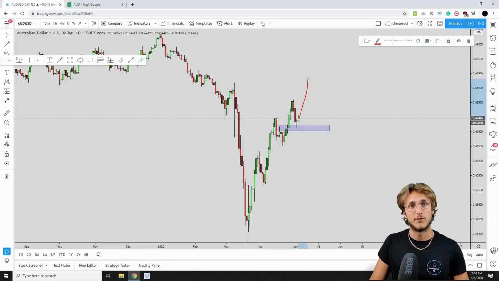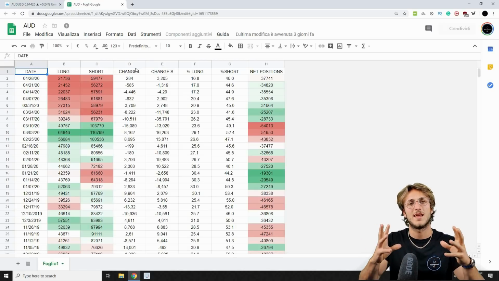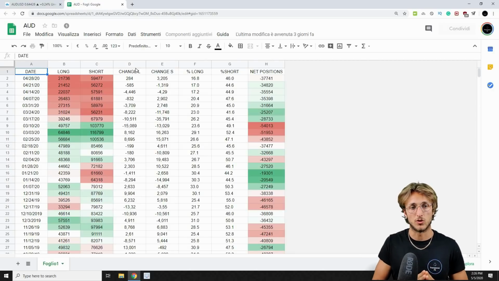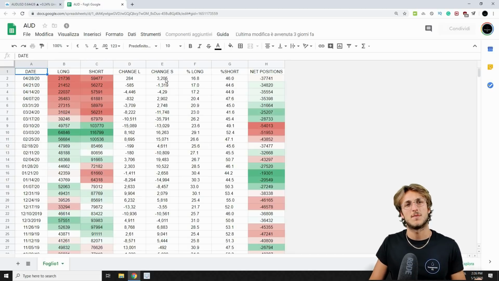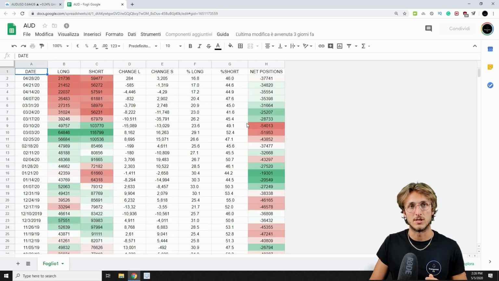Number one, the first thing that you have to be doing is basically checking what is going on also from a COT perspective, to have an idea of what is actually going on. Now, if we check the COT data, what can we see? We can see that with the last report, hedge funds have added another 3.2k short positions. So a massive amount of shorts added during this move to the upside, basically on AUDUSD.